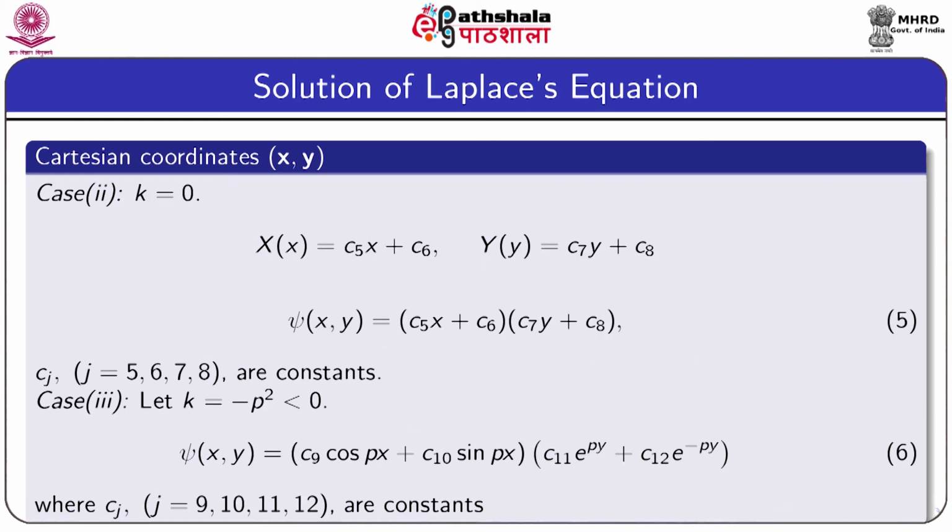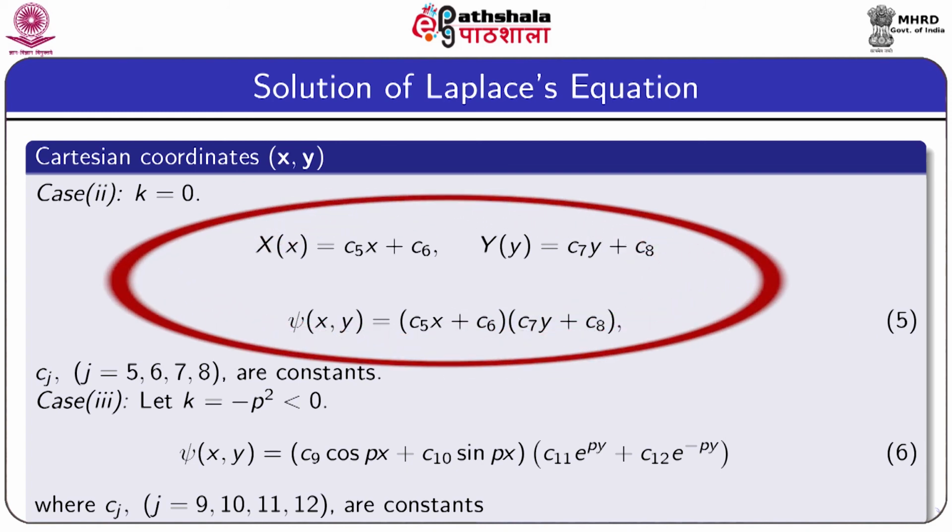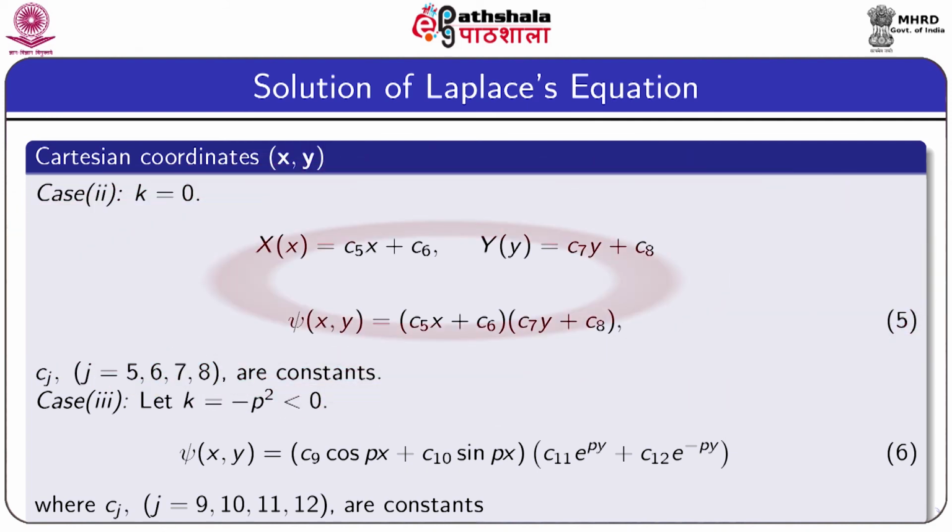Now, come to the case when k equals 0. When k equals 0, the equation becomes d²X/dx² = 0. So, its solution is C5 x + C6, and the y equation becomes in the same form d²Y/dy² = 0. So, its solution is C7 y + C8. So, ψ becomes (C5 x + C6)(C7 y + C8), where Cj's for j equals 5, 6, 7, 8 are constants. The case left is when k is a negative number.